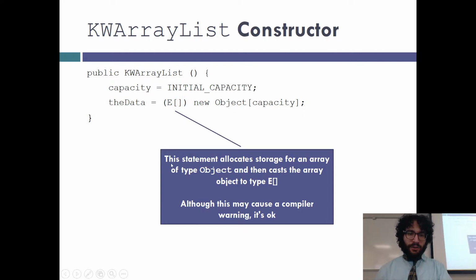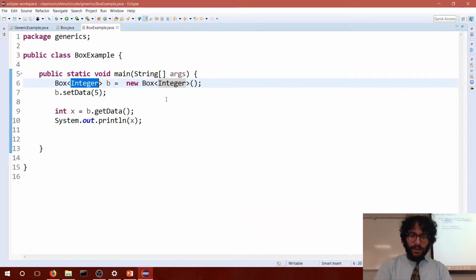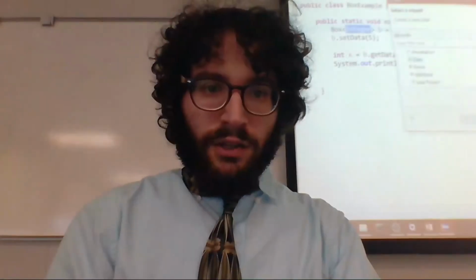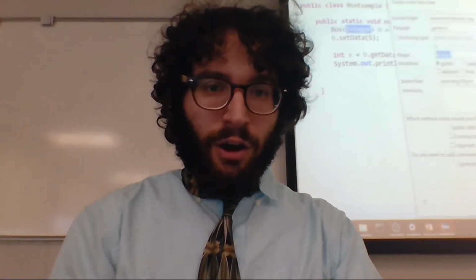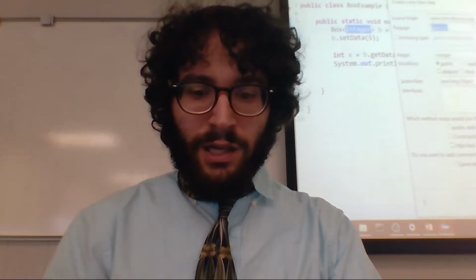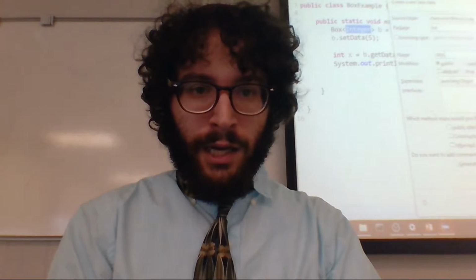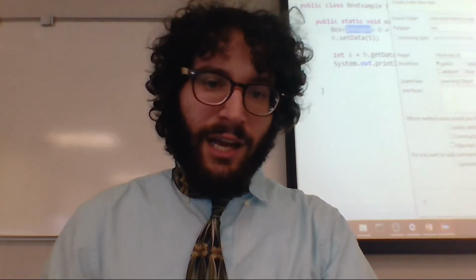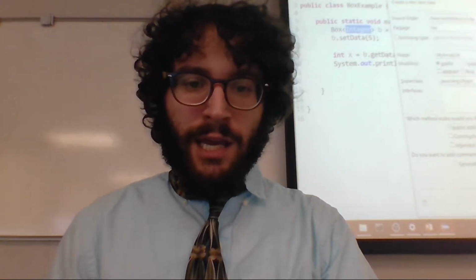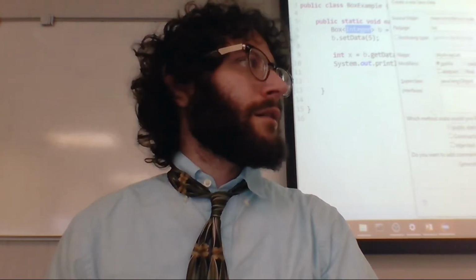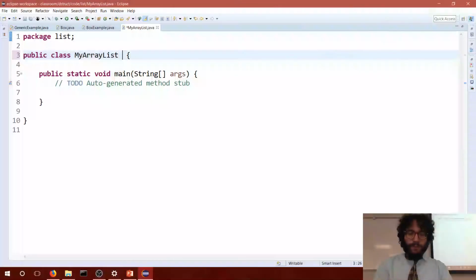Okay, so let's go into Eclipse and start writing it. Let's go ahead and write our own list. I'm going to call this, surprisingly, my array list, and put it in the list package, because it's not actually an array list. I'll create a main just so that I can have a main. Normally, if I was writing a list, I'd go implements List.